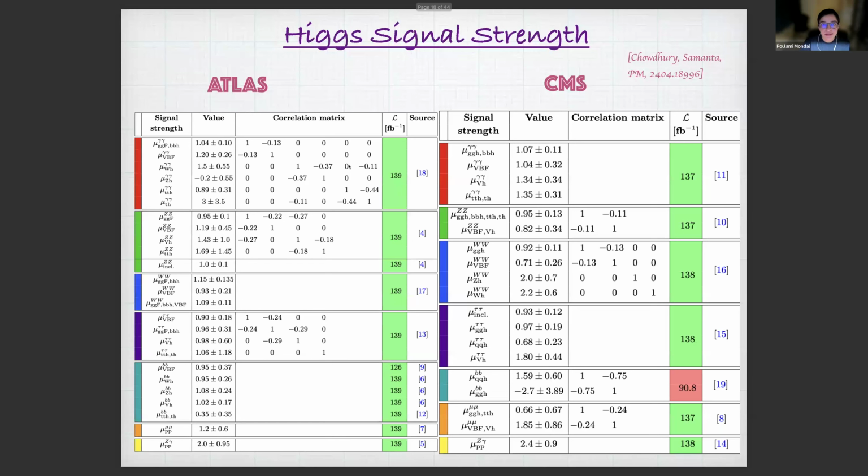Just looking at the Higgs signal strength. So this is the ATLAS and CMS table we have used in our analysis. We take all these individual signal strength numbers from the experimental papers with their correlations, and we make each of these observables in our global fit framework, and we fitted all these Higgs signal strengths. So this is the full ATLAS and CMS table.